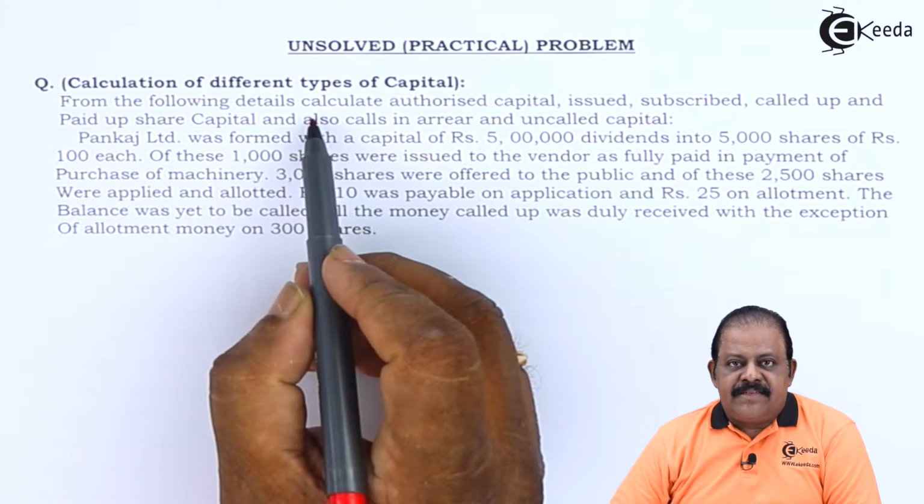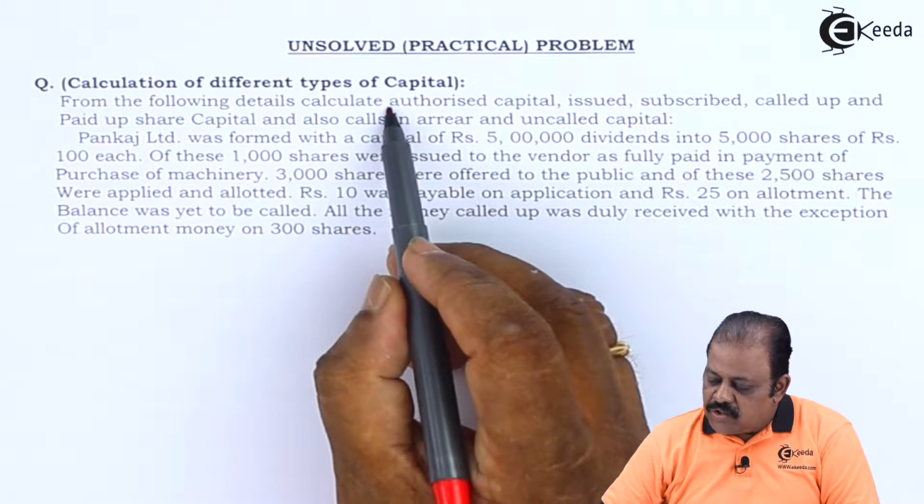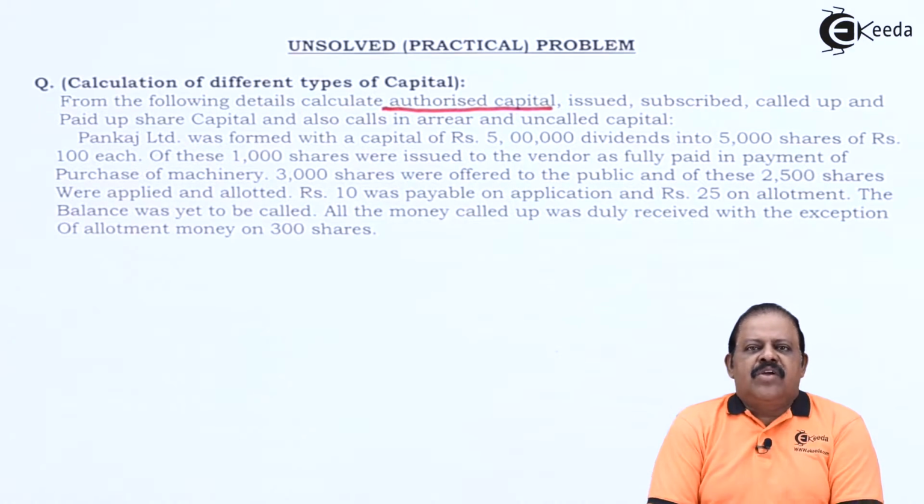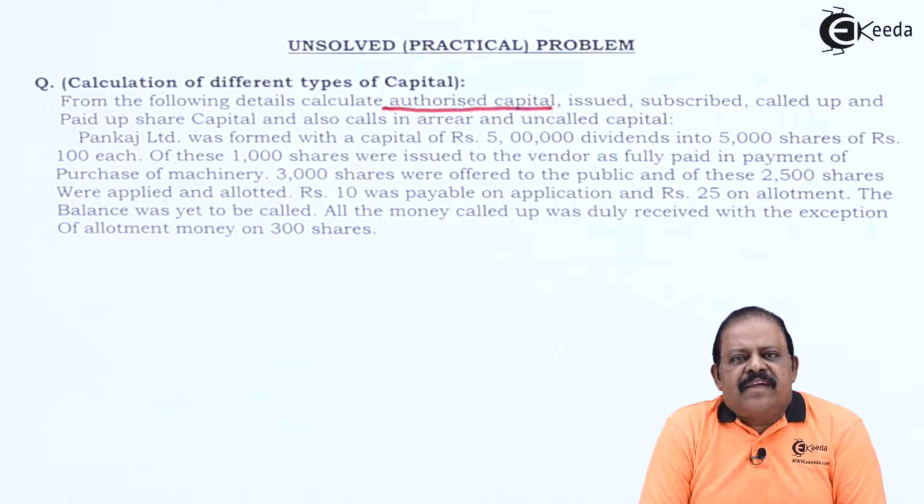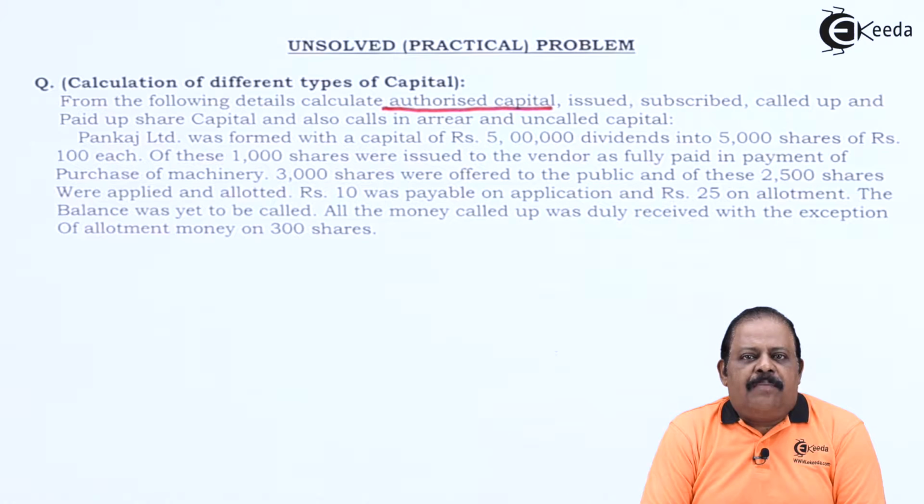From the following details, calculate authorized capital. Now, what is authorized capital? It is a registered capital of company. It is also called as nominal capital of company. Capital mentioned in memorandum of association of company is called as authorized capital. With this capital, company gets registered and company's registration fees is charged based on this capital. Company during its lifetime can raise maximum this amount of capital called as authorized or registered capital.